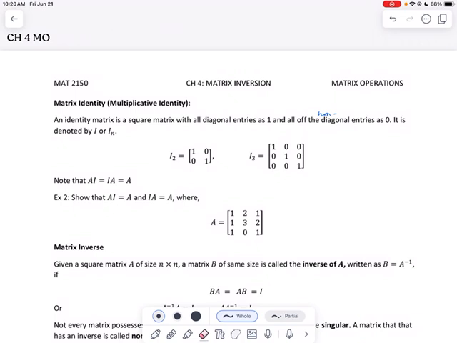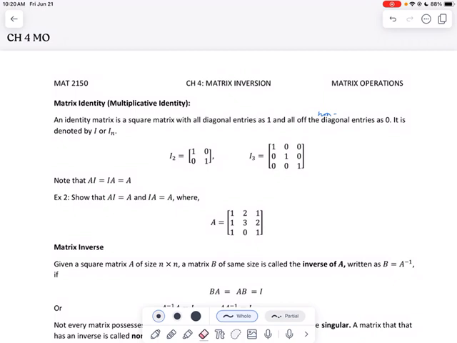Chapter 4 of the matrix operations book. So chapter 4 is about matrix inversion. Before we introduce how to do matrix inversion, we have to look at what we mean by identity, matrix identity. This is actually the multiplicative identity, but it is often just called identity.